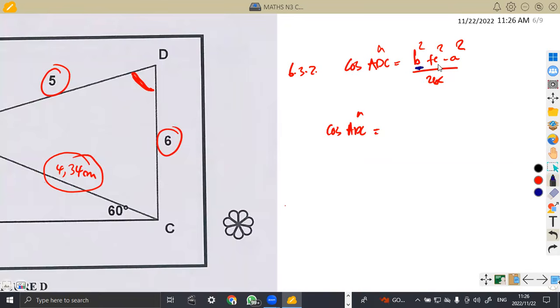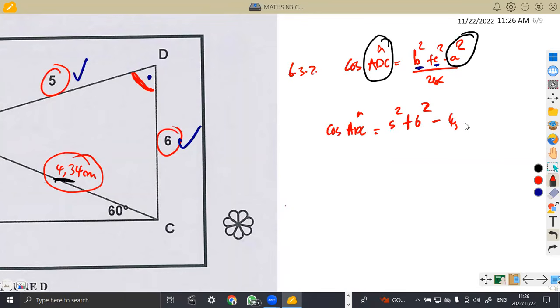These are the sides which are creating the angle D, which we are referring to, 5 and 6. So it was going to be 5 squared plus 6 squared minus A squared. That is the side opposite the angle that you are calculating, and that's 4.34. So it's going to be 4.34 squared over 2BC, we just multiply 5 times 6. So that was our cos ADC.